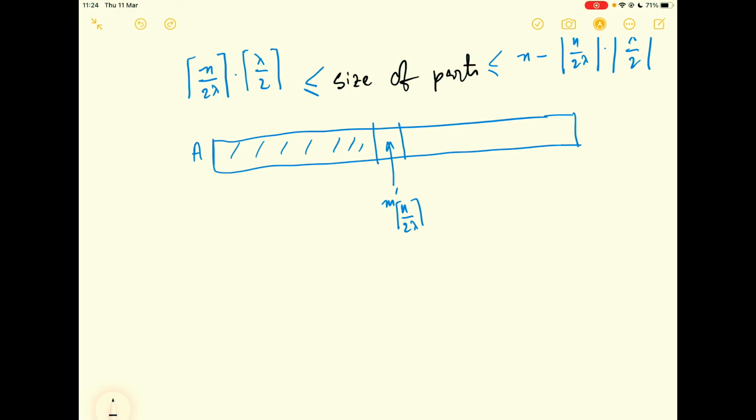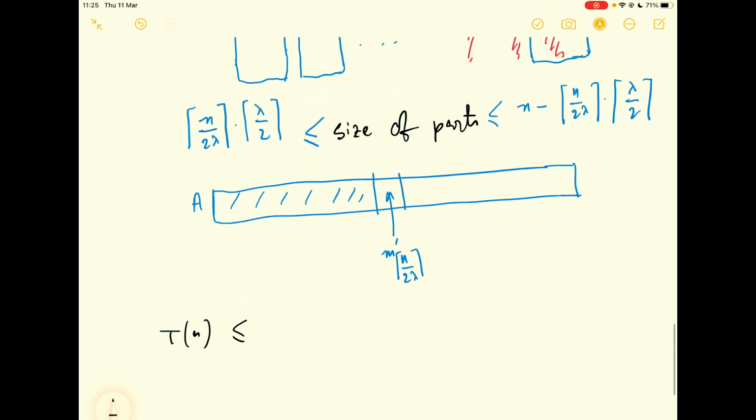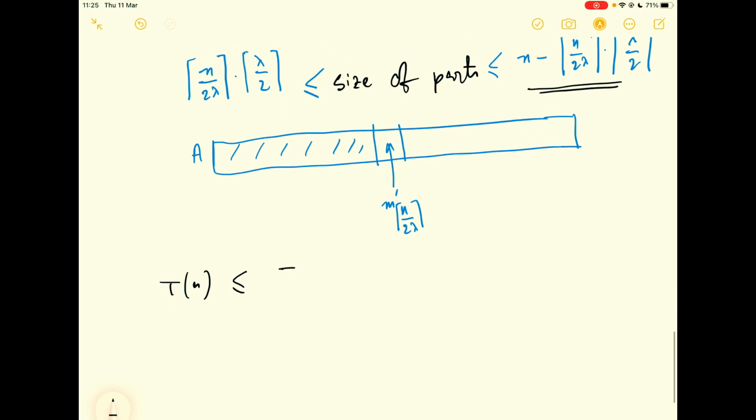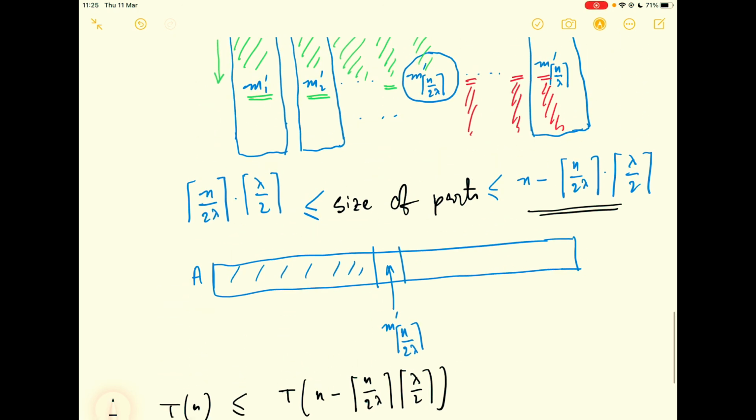Now let's write the time complexity recurrence. So Tn is less than or equal to the recursive call. We are making one recursive call, and what is the maximum number of elements that can appear in the recursive call? It is the upper bound on the size. This is T of n minus n by 2 times lambda by 2. This is one recursive call, and we have another recursive call.